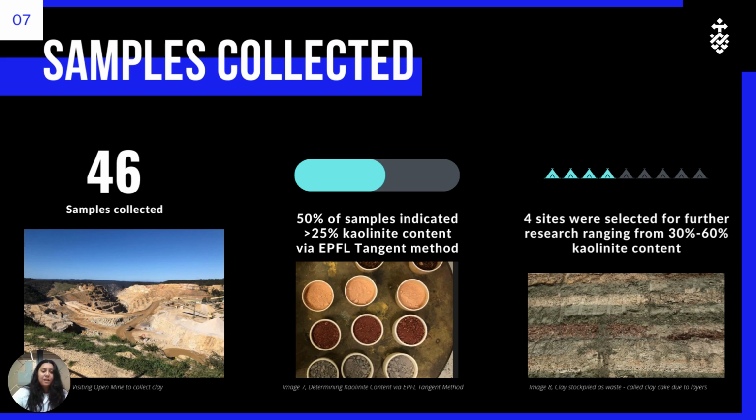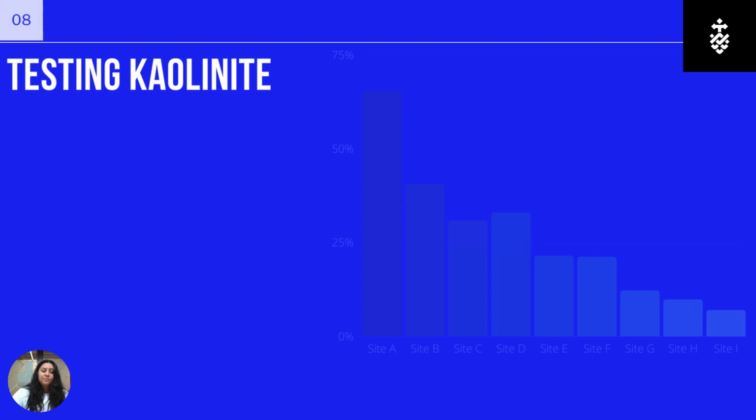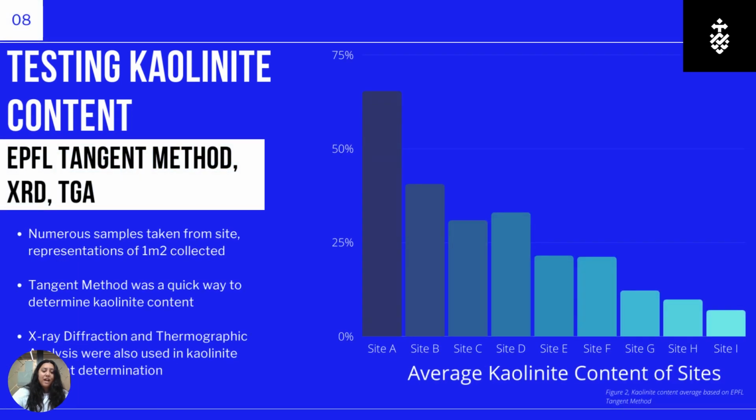the test. From the EPFL tangent method, it was found that 50% of the samples contained kaolinite content above 25%. From the 9 sites, 4 sites were selected to undergo further testing. If we look at the total average kaolinite content of all the sites, all of them actually contain some level of kaolinite. The kaolinite content was then also confirmed through analysis of X-ray diffraction and thermogravimetric analysis.